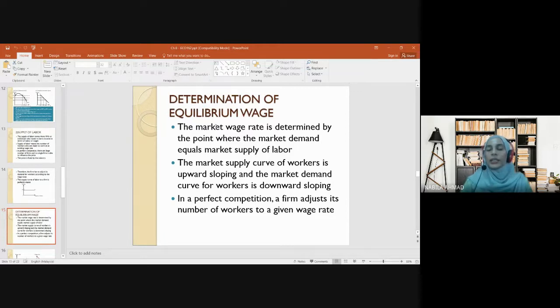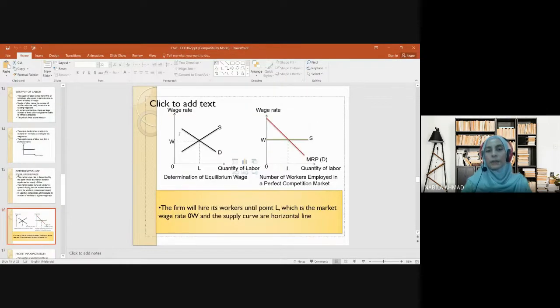Okay, kalau kita nak determine equilibrium of wage, the market wage rate is determined by the point where the market demand equals to the market supply of labor. Alright, so this is the market. Supply and demand, kita dah determine the wage. So now kita nak determine berapakah amount of labor under perfect competition. So demand of labor under perfect competition adalah downward sloping. Tapi untuk supply dia horizontal. So intersect di sini. So labor di sini, wage di sini.